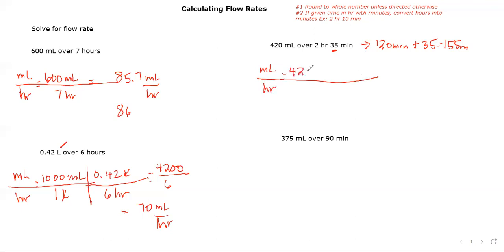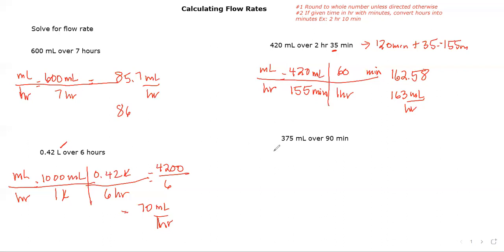So we have 420 milliliters and we have 155 minutes. I need to get rid of my minutes, so I know there's 60 minutes in 1 hour. Now I'm going to multiply across. So 420 times 60 divided by 155 is going to be 162.58. So in this case, I would round up to 163 mils per hour.